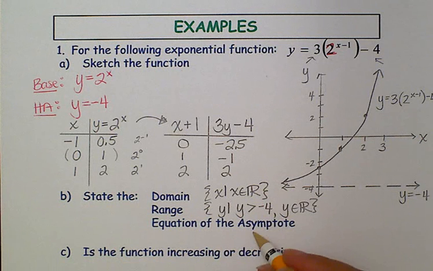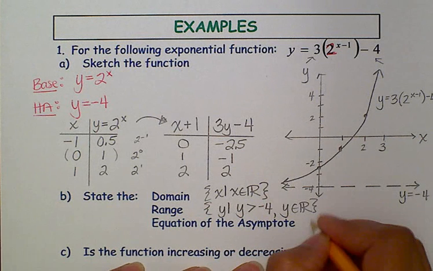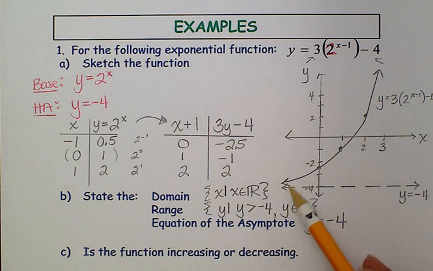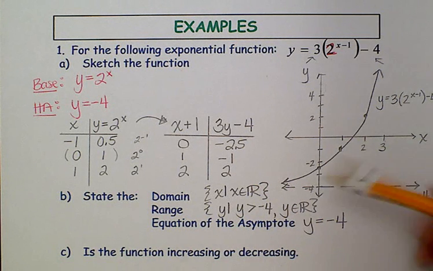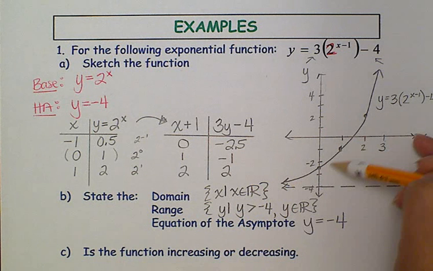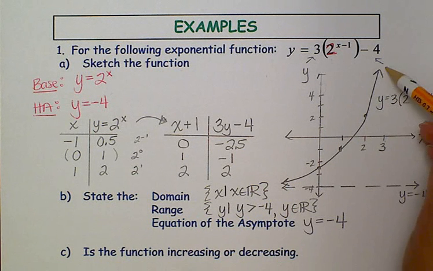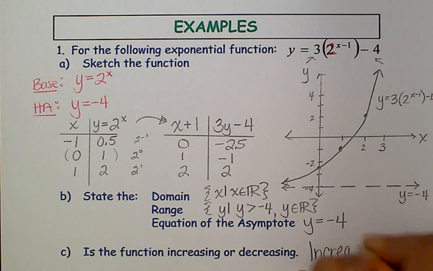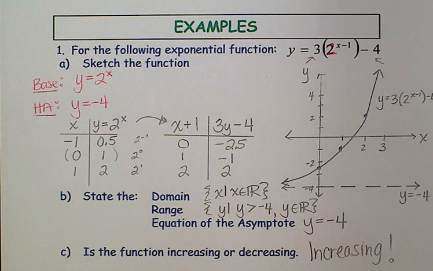Okay, the equation of the asymptote, we talked about that earlier. The asymptote has shifted down 4 units, so y equals -4. And then the last part, part C, looks at whether the function is increasing or decreasing. And so you can analyze that by looking at your graph. Remember to analyze the graph going from left to right. And you'll notice that as I move from left to right, the values of y are getting higher and higher and higher, which means I have an increasing function. And that's it for the first example.